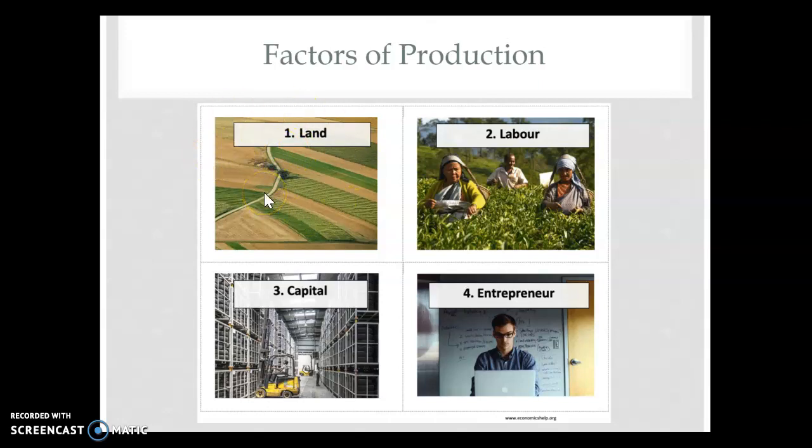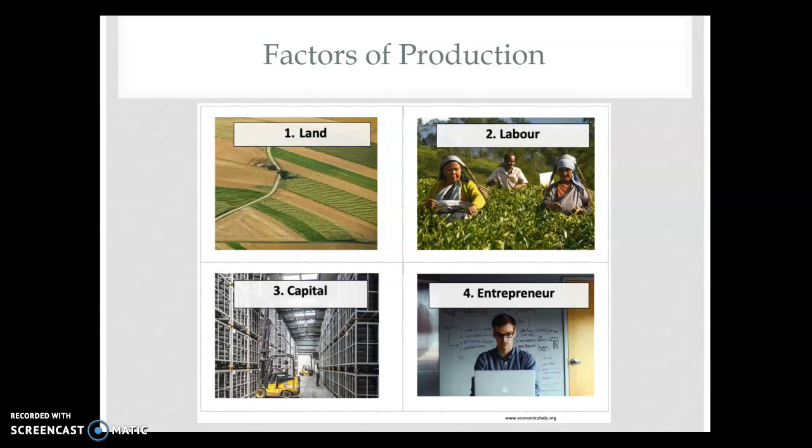The first category is land. This could be the plot of land that a business is located on and operating from, but it's also any raw or natural resources that they use that are extracted from the land as well. Labour. This is the workforce in an economy, so the people that are working in different businesses. We have capital, which are any man-made resources that a business might use. So this might be the stock of their products, or it might be more fixed capital, which is things businesses keep for a long time, such as buildings and machinery.